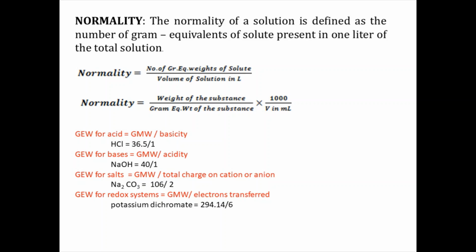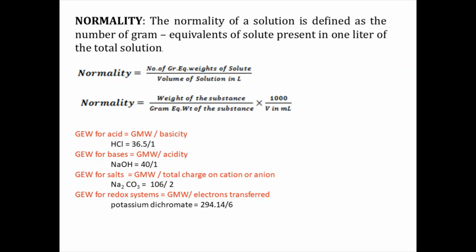If it is a redox system, where electrons are transferred from one to another, then gram equivalent weight for a redox system is GMW, gram molecular weight, divided by number of electrons transferred. Here this is very important. Redox reactions are always favored in a particular medium. Say the redox reaction between iron and chromium 6 happens in acidic medium. So in acidic medium, 6 electrons will get transferred from potassium dichromate, from chromium 6.